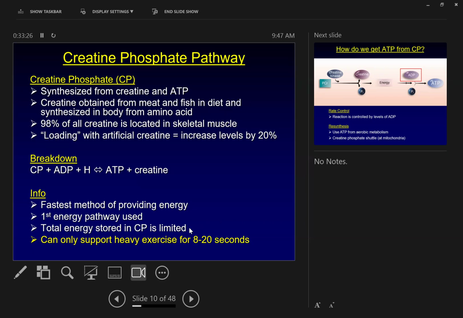But that is because you use up your creatine phosphate. It lasts about that long. So you can envision a scenario where I supplement creatine, I now have more creatine phosphate in my muscle, and so now I can do a heavy sprint not for 20 seconds, but for 22 or 23 seconds.